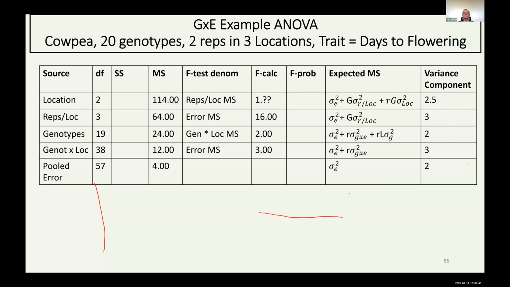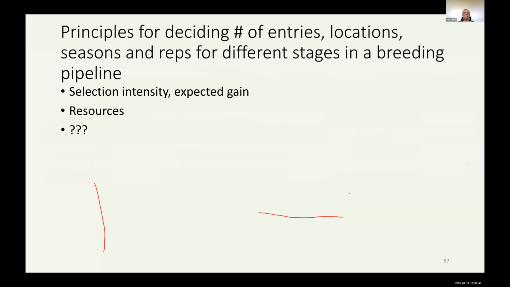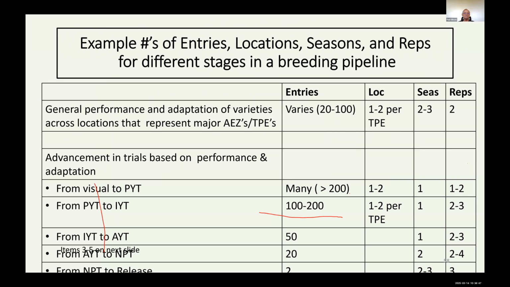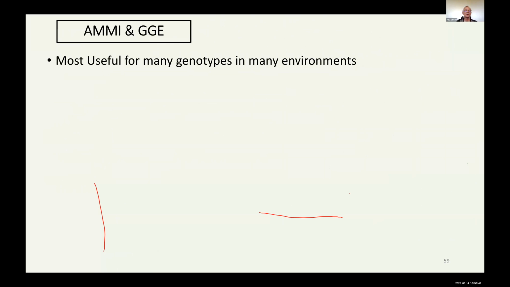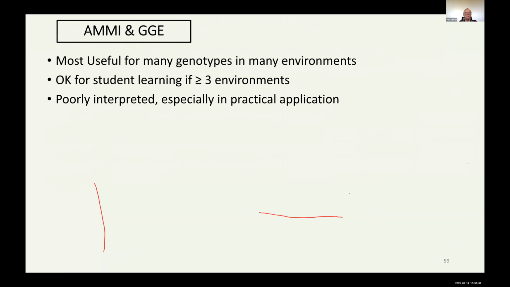Well, I'll rush through this one. Also here, let me skip to AMMI and GGE. They're most useful for many genotypes and many environments. They're okay for student learning if you have at least 3 environments, but they're generally poorly interpreted, especially in practical application.